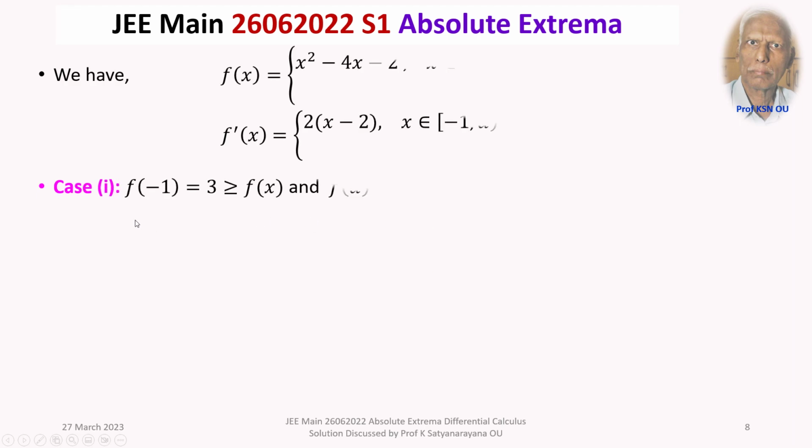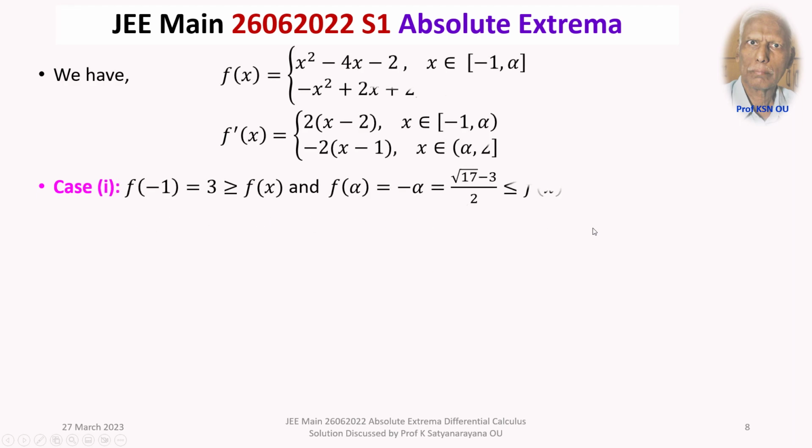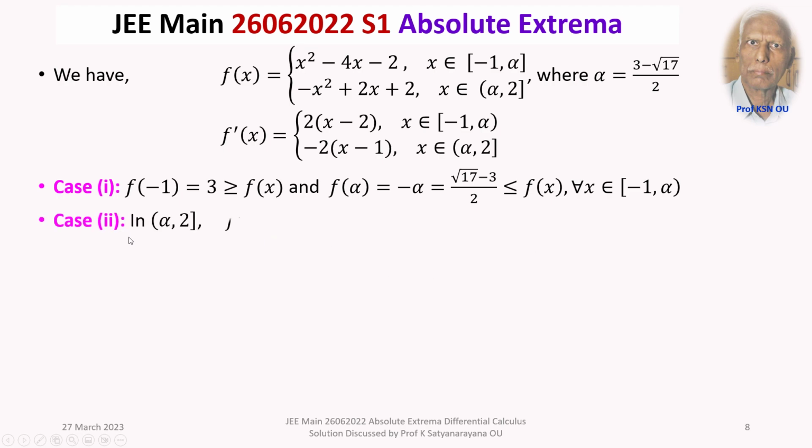Now we have already considered case 1. We have seen this one. And it has no local extrema. But at the endpoints, f of minus 1, it has an absolute maximum. At alpha, it has an absolute minimum in this interval minus 1 to alpha. Now we deal with case 2.